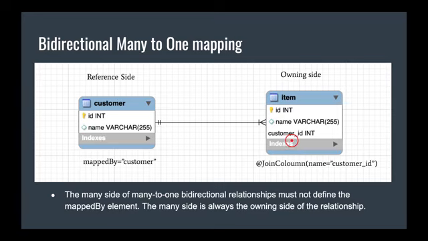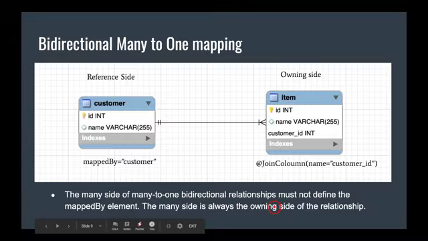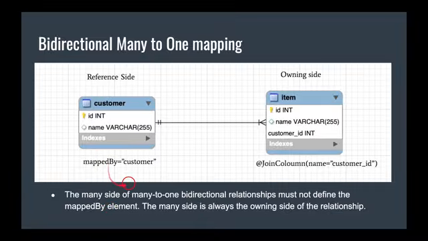Okay, so that is the meaning of this mappedBy customer. The many side of a many-to-one bidirectional relationship must not define the mappedBy element. Always we will define the mappedBy element inside this customer entity. The many side is always the owning side of this relationship, so this owning side will be linked with the reference side at the customer side.